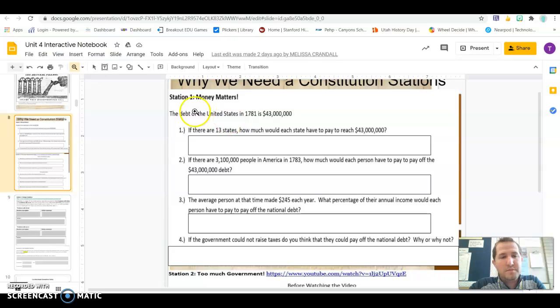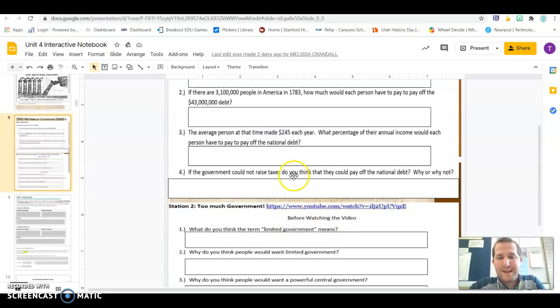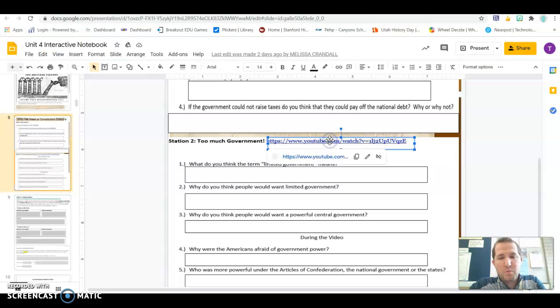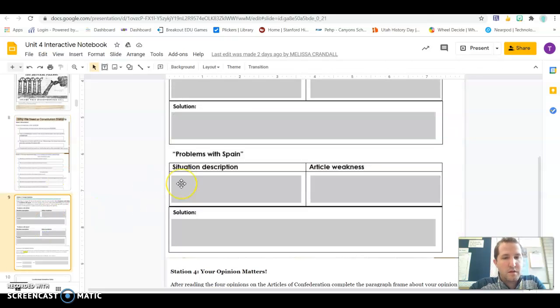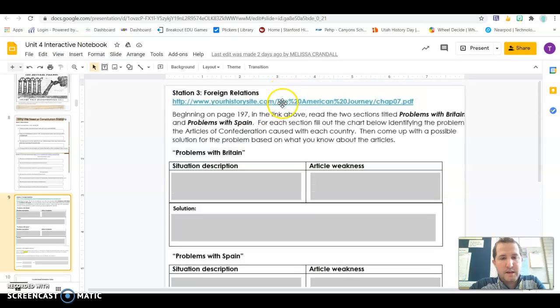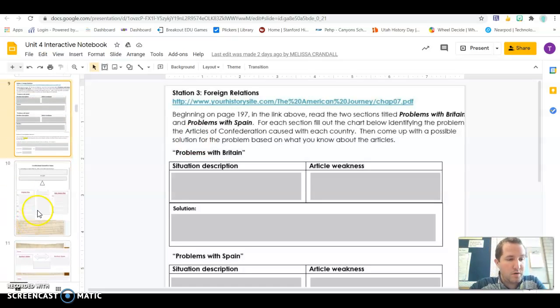In Station 1, all you need is a calculator. It asks you to do a little bit of simple math here. Second, watch this video right here. You can click here, and there's the link. For the third station, you're going to read this book right here. Beginning on page 197, read only these two sections, Problems with Britain and Problems with Spain. Just those two sections. You don't need to read anything more.